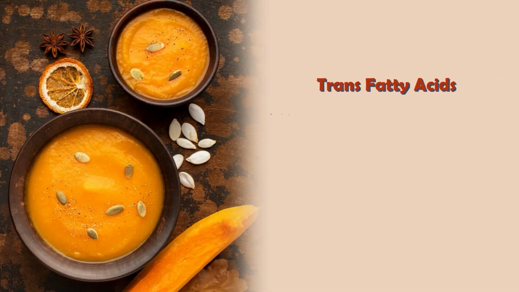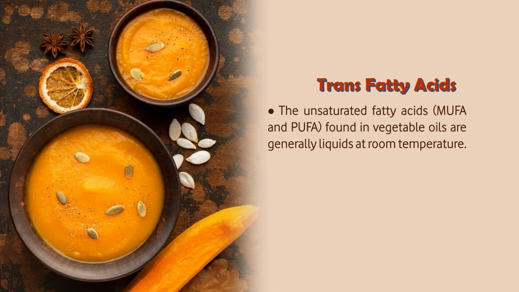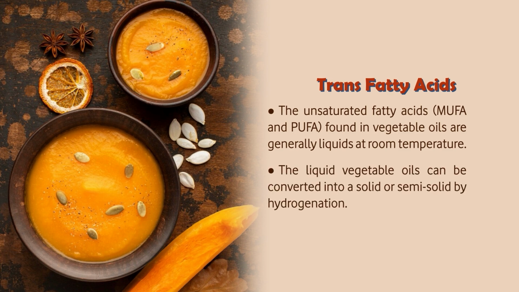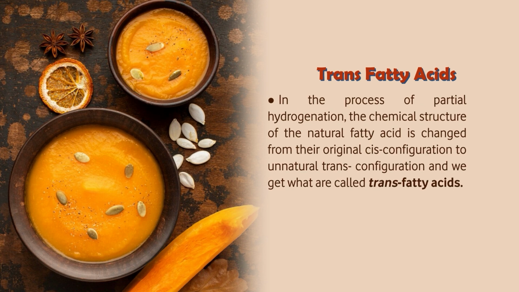Now, what are trans fatty acids? The unsaturated fatty acids like MUFA and PUFA found in vegetable oils are generally liquid at room temperature. The liquid vegetable oils can be converted into solid or semi-solid by the hydrogenation process. In this process of partial hydrogenation, the chemical structure of natural fatty acids is changed from the original cis configuration to the unnatural trans configuration, and we get what is called trans fatty acids.